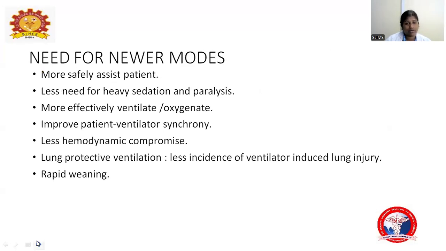So what is the need for newer modes of ventilation? They can be used more safely because they will assist the patient. There is less need for heavy sedation because it will synchronize with the patient's need, and less need for paralytic agents also. It ventilates and oxygenates the patient more effectively, improves patient ventilator synchrony, and there is less hemodynamic compromise. It also provides lung protective ventilation, with less incidence of ventilator induced lung injury, and rapid weaning is also possible in neonates.